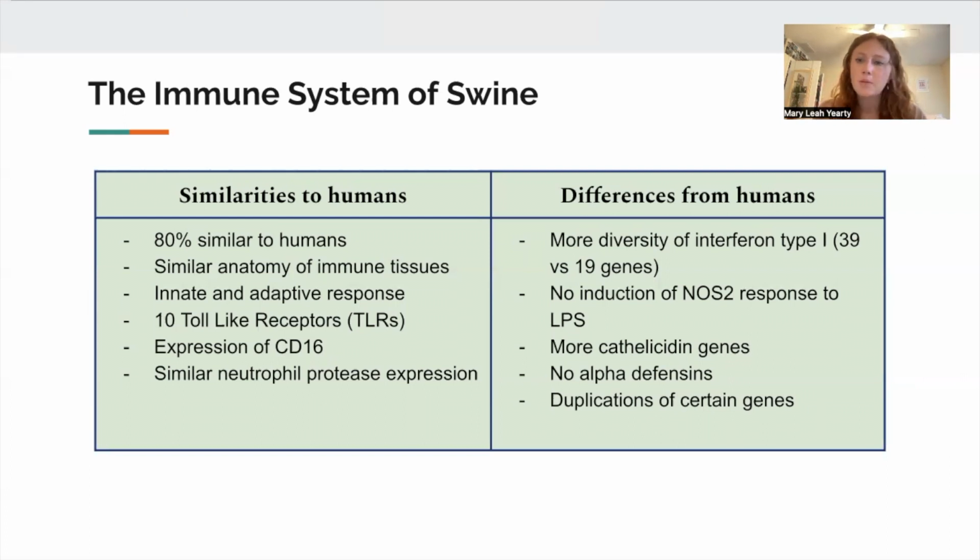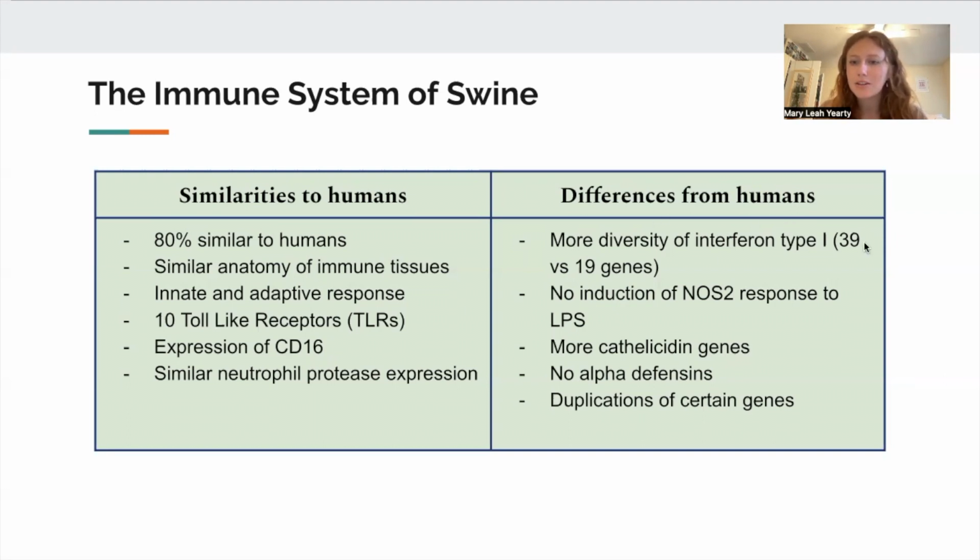They have similar anatomy of immune tissues as well as an innate and adaptive immune response, just like humans. They also have 10 toll-like receptors, express CD16, and have a similar neutrophil protease. These all make it similar to humans, but there are also some differences. A lot of these are pretty specific, and I had to do some digging to find them.